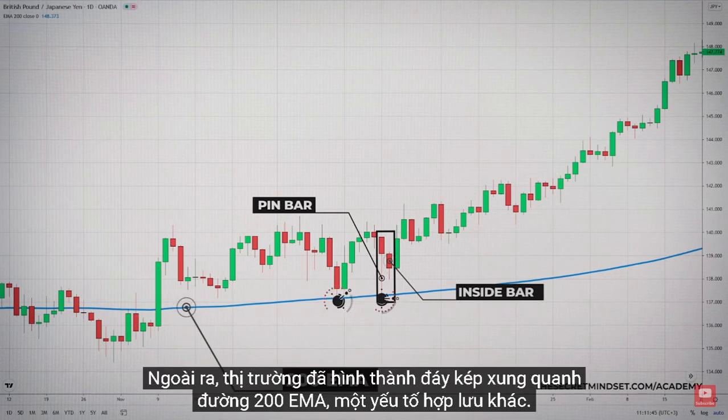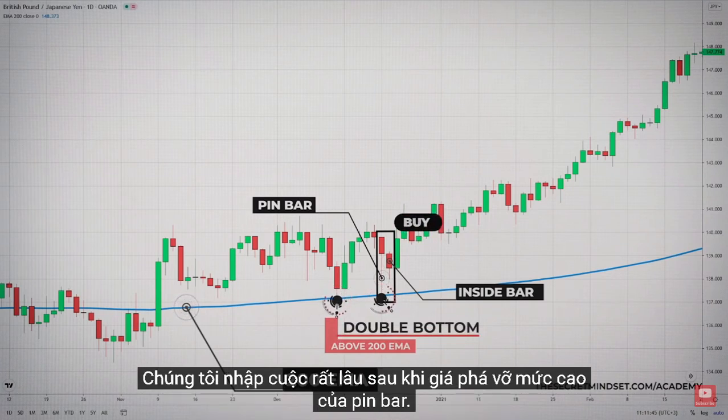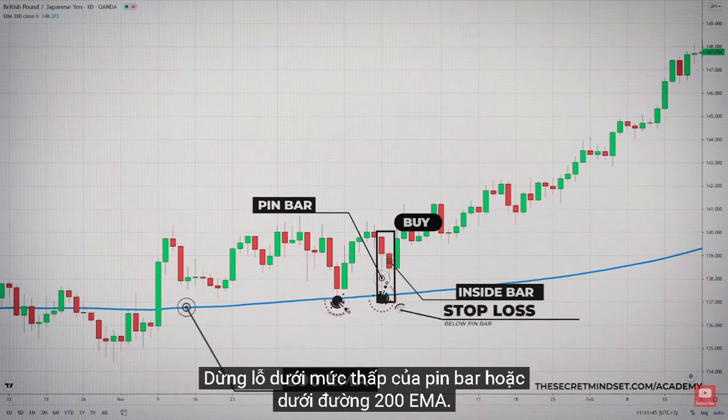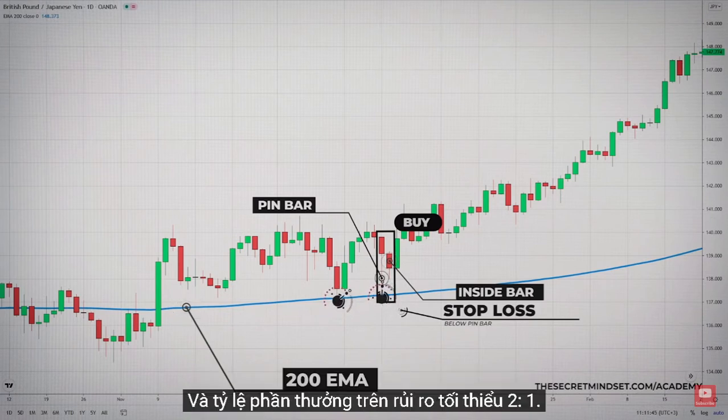Also, the market formed a double bottom around the 200 EMA, another confluence factor. We entered long after the price broke the high of the pin bar, stop loss below the low of the pin bar, or below the 200 EMA, and minimum 2-to-1 reward to risk ratio.